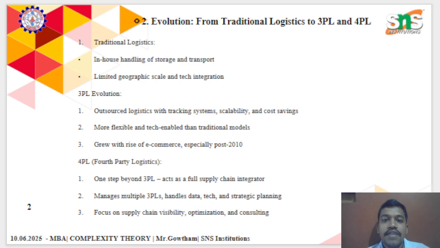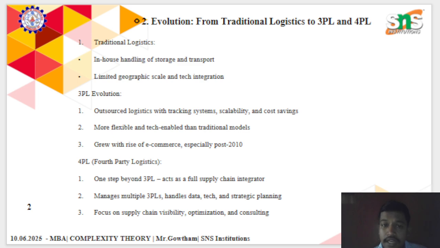Next is the evolution. How did it evolve? The first thing is the traditional approach. We followed this 100 years ago, even 1,000 years ago; they followed certain kinds of policies, methods of movement of goods, storing goods, and transporting goods in different manners. Traditionally, they would follow household handling of storage. They would store goods or things in their own house. That is traditional, with limited areas.